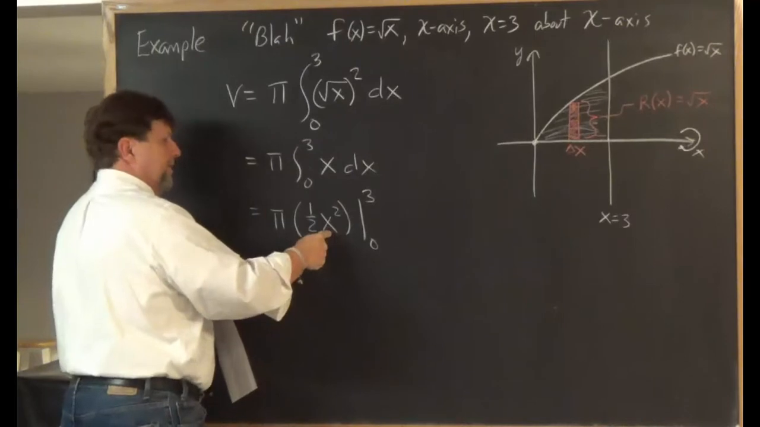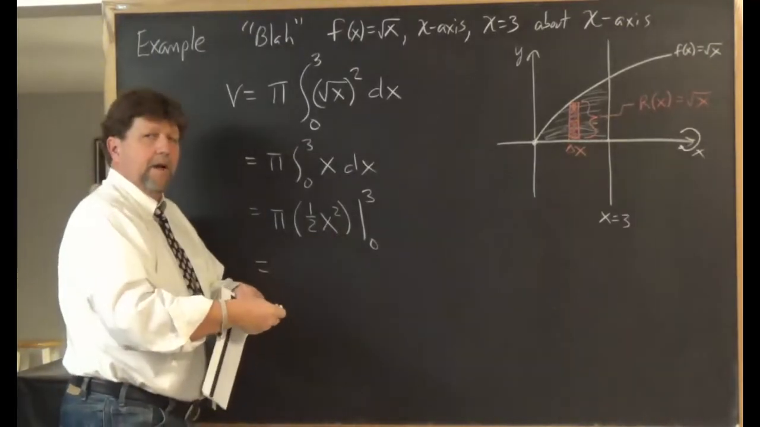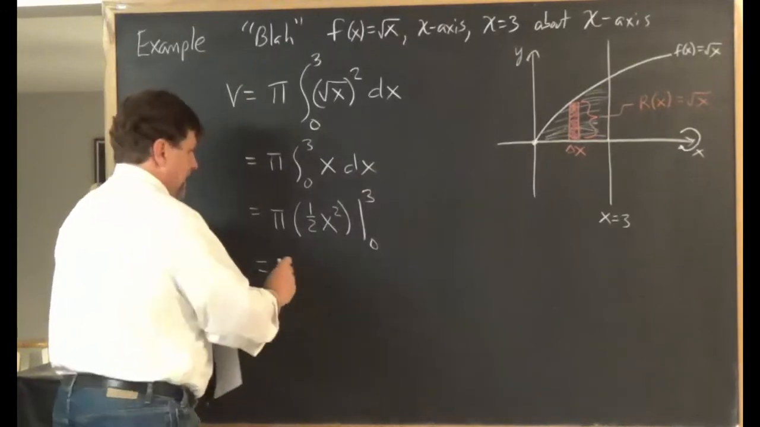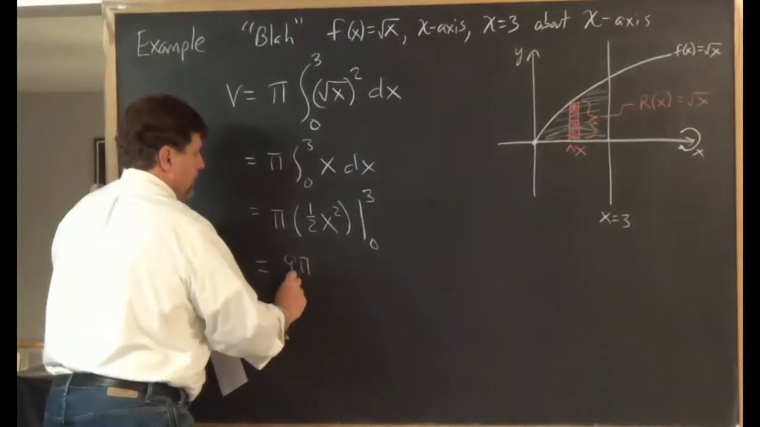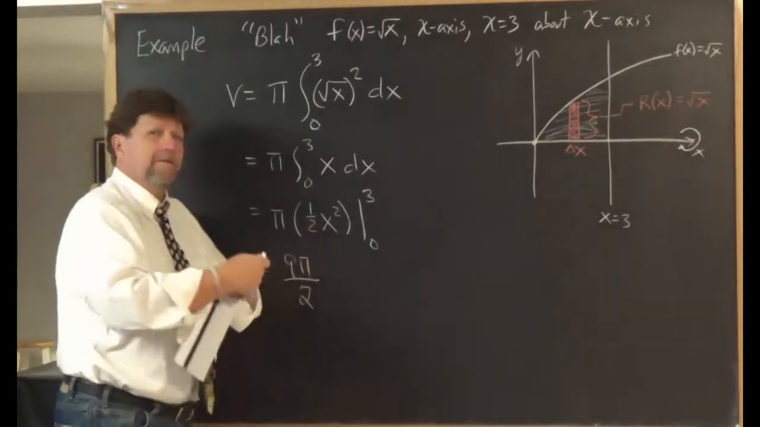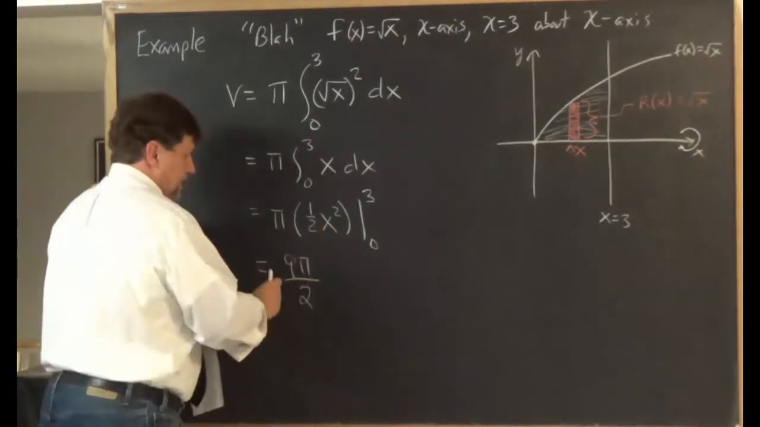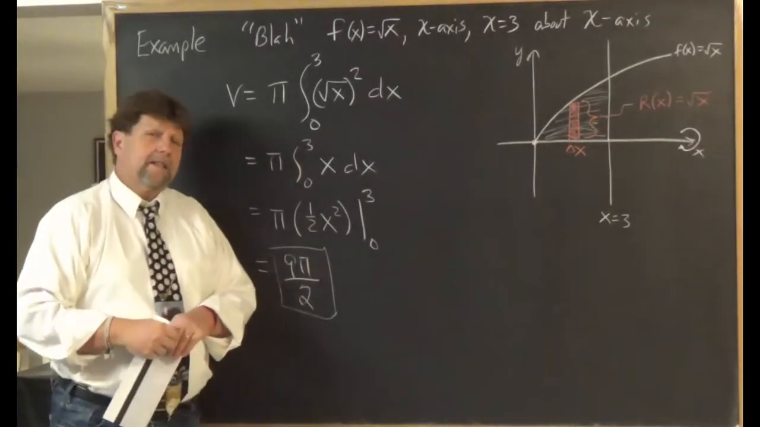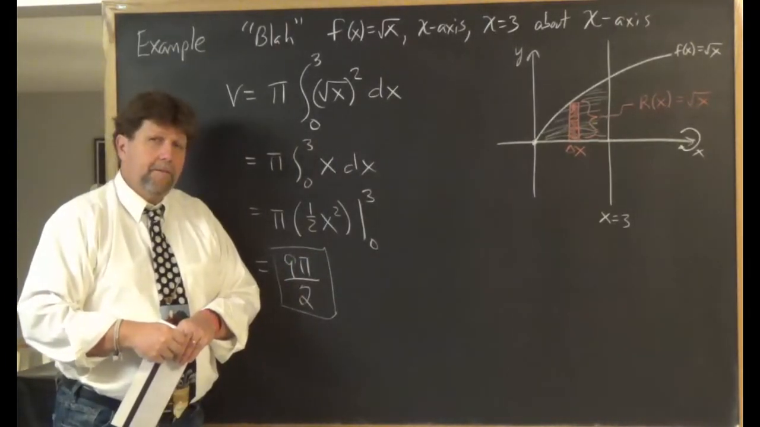Well, 3 comes in for x. 3 squared is 9. 1/2 of 9 is 9 halves. 9 halves times pi is 9 pi over 2. Minus, well, when 0 goes in for x, you get 0. So this is what the volume of that solid of revolution would be.